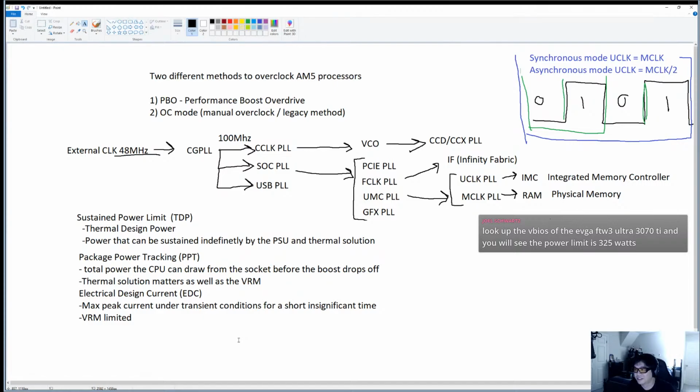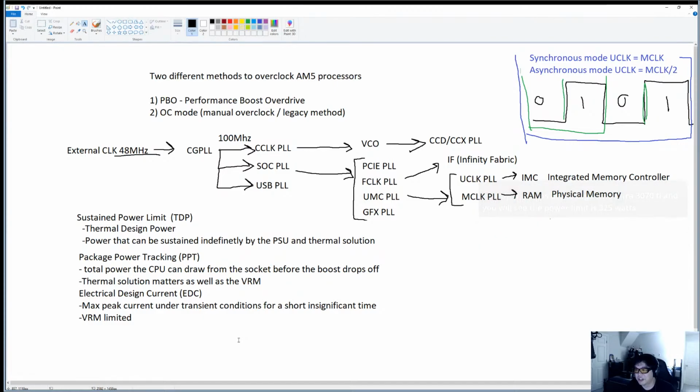Look up the VBIOS of the EVGA, and you will see the power limit is 325. Oh, okay, you're talking about an AIB, so yeah. I was thinking like a Founders Edition card, but yeah.